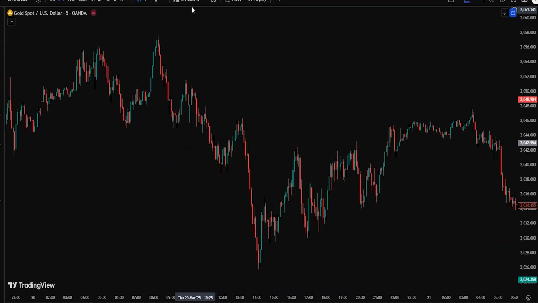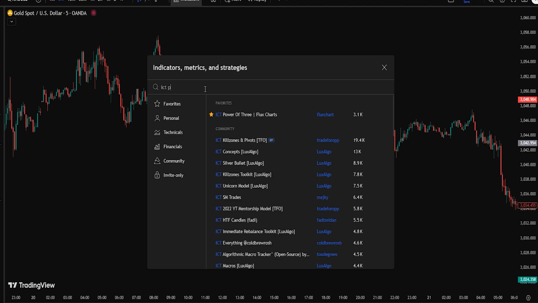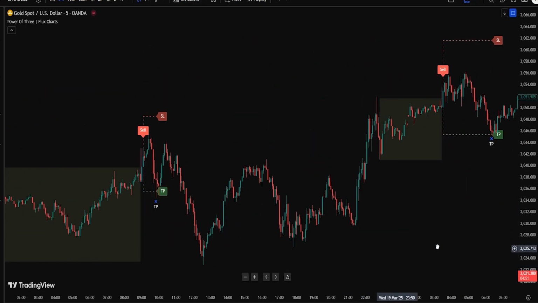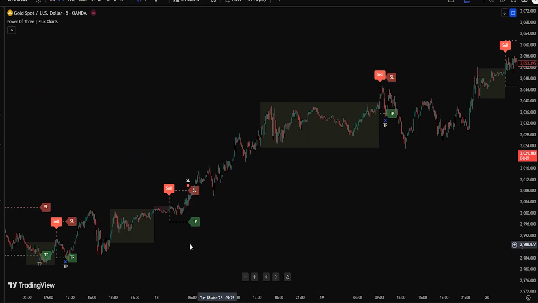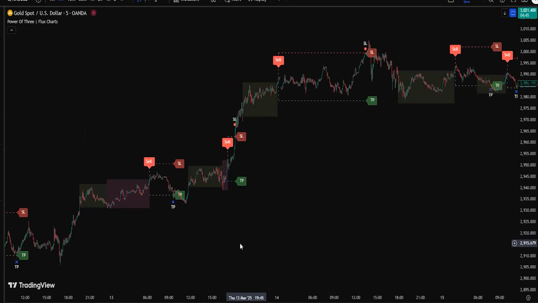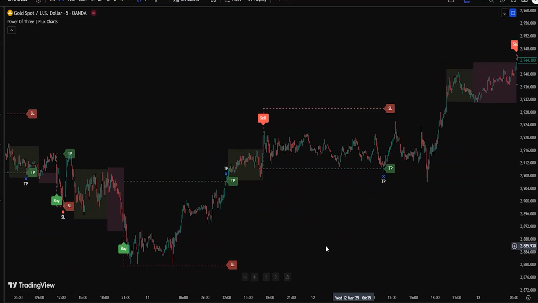We'll head over to the TradingView website and search for ICT Power of 3 in the Indicators section. Pick the Flux chart version and add it to your chart. This indicator has some incredible features and I'll try to cover all of them, so stay with me until the end. Right off the bat, you can see it's clearly giving us buy and sell signals, plus showing the take profit and stop loss zones too.